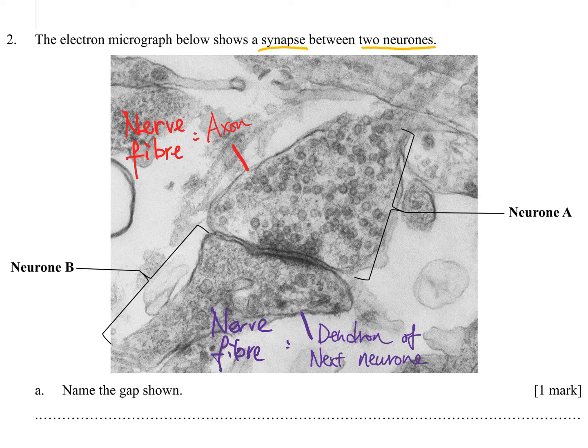Alright, why is neuron A showing an axon? This is because you can see some circle-like things inside neuron A, and those circle-like things are the synaptic vesicles. That's why axon is shown in neuron A. In between the two neurons, there is a gap, and now question 2a is asking you, what is the name of the gap? The gap is called the synaptic cleft.